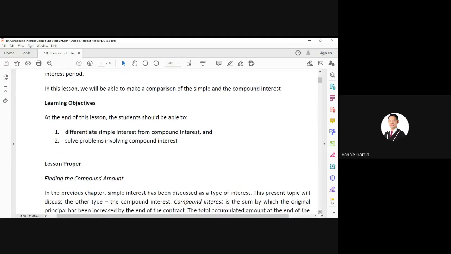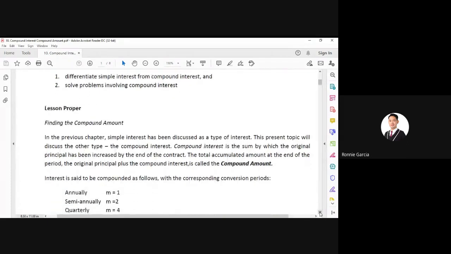Now for the lesson proper, kindly read. Murag naay nag-raise og hand. Kinsa to nag-raise og hand, wala na nako nabantayan. Razoma, si Razoma yata. Razoma. Hello, sir. Good evening, sir. Good evening.